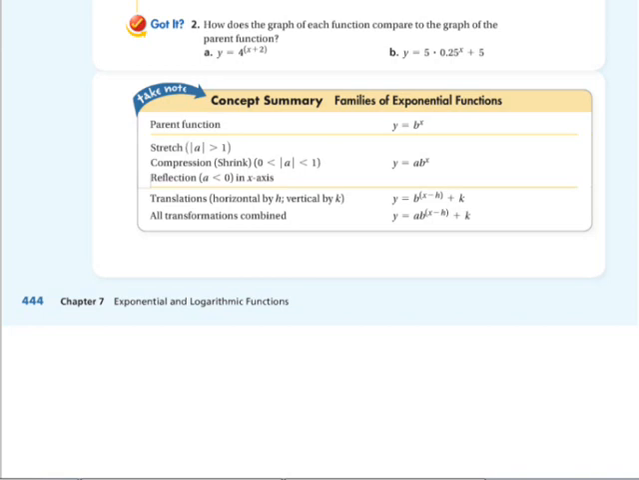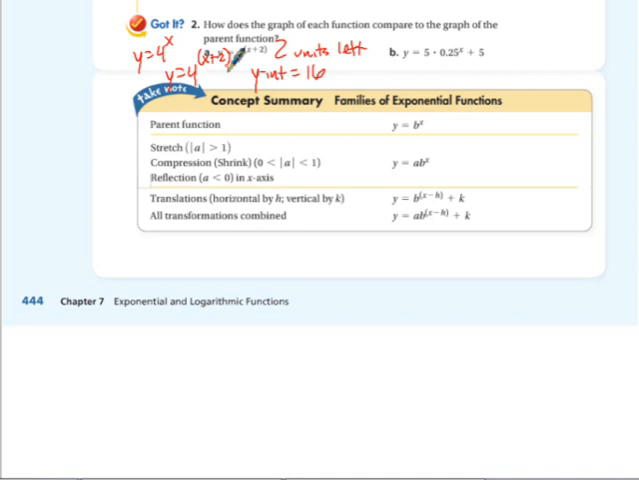Okay, let's take a look at what you got. 2a, it's been translated 2 units to the left. The y-intercept becomes 16. So 2 units left, and y-intercept equals 16. Everything else is the same as the parent function. So we're comparing y equals 4 to the x and y equals 4 to the x plus 2.